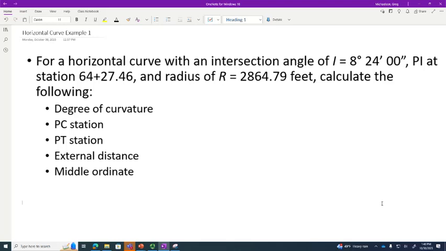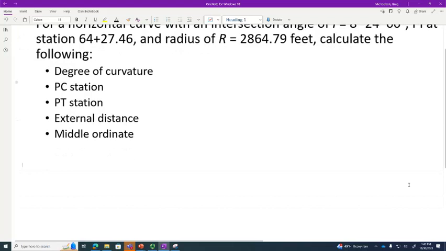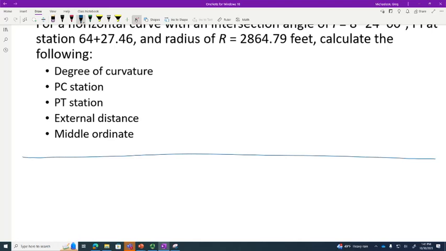Okay. So we have a horizontal curve with an intersection angle of 8 degrees, 24 minutes, 0 seconds, a PI at station 64+27.46, and a radius given here. Compute the following: the degree of the curve, the PC and the PT station, the external distance, and the middle ordinate. Now, I'll tell you that the degree of the curve is going to come out as a nice, pretty number, but usually they don't. The rest of these will be predictably a little messier, okay? So there we go. Let's get into this, and I'll say, starting parameters.